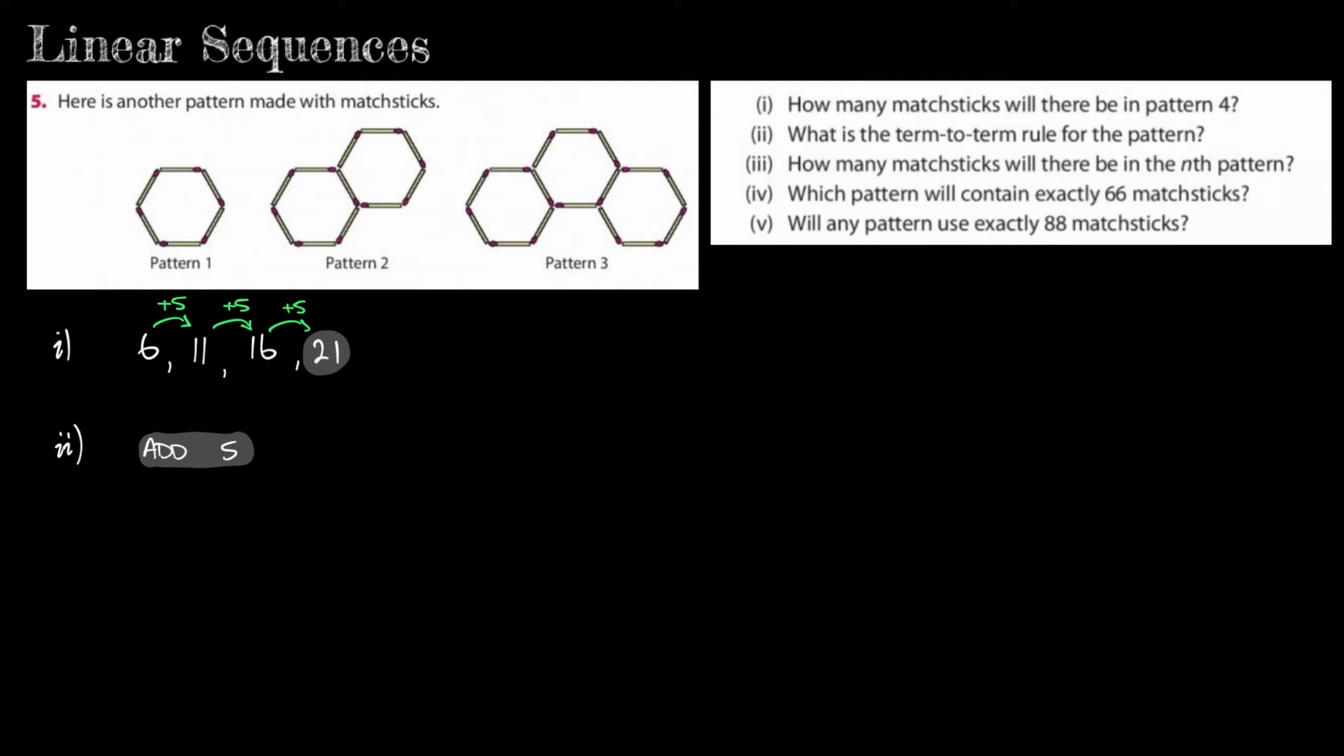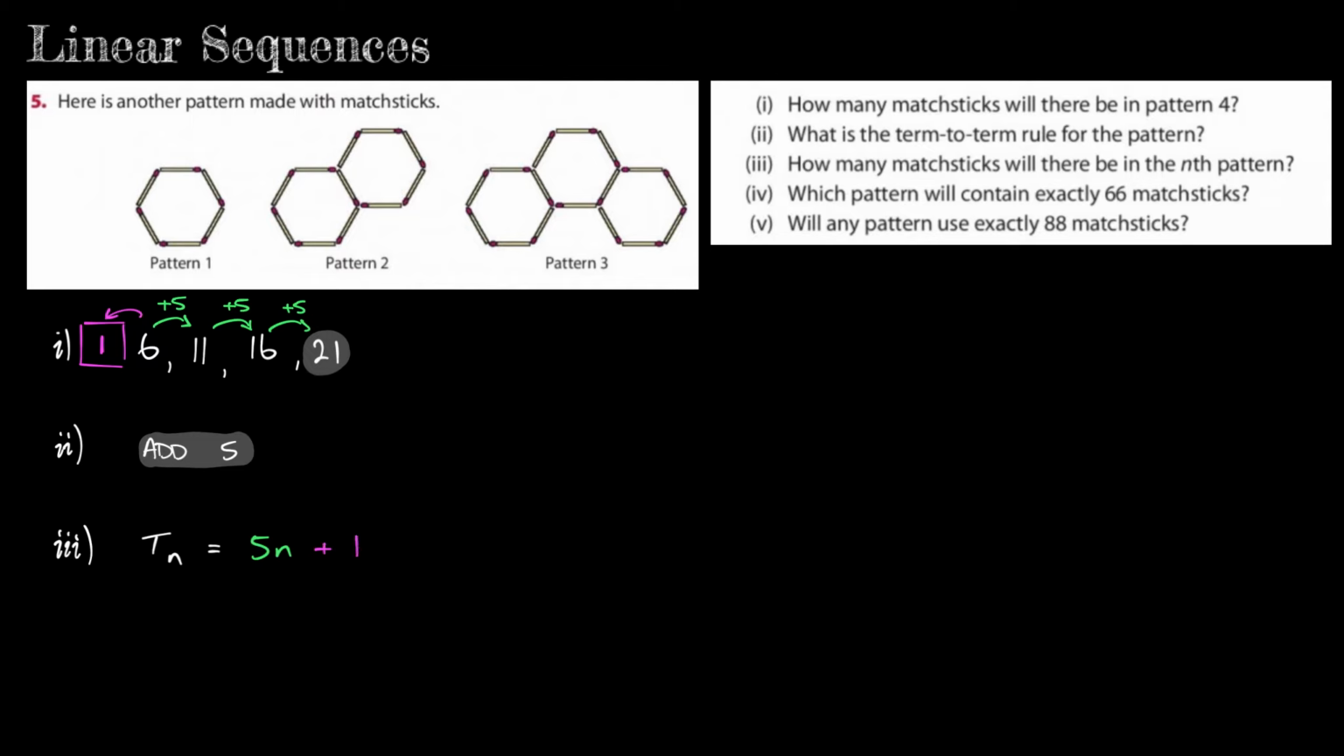How many matchsticks will there be in the nth pattern? In order to find out what the nth pattern is, we need to look at the pattern that we have, which was 6, 11, 16, 21. And we need to find the term that comes before all of that. So we're going to go back a term. And if we go back a term, we'll be left with 1. So T of n, or the nth term, is going to be T of n is equal to 5n plus 1.